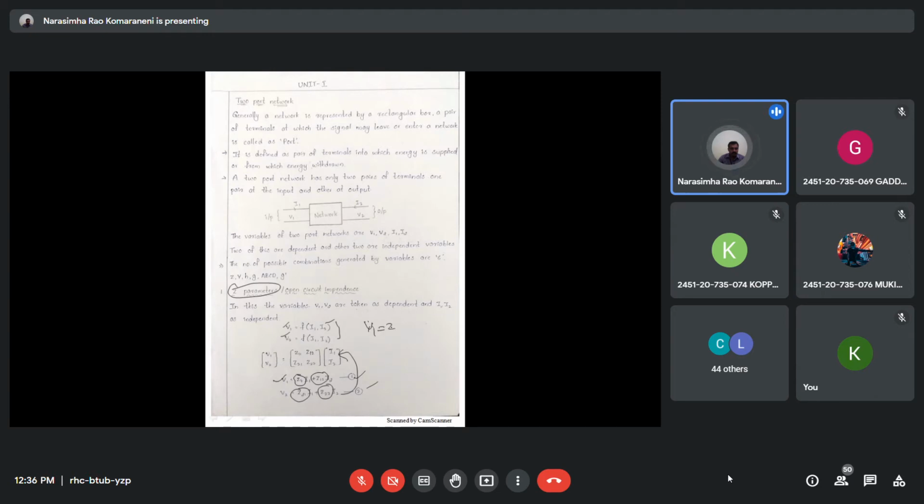V1 is equal to Z11 I1 plus Z12 I2 and V2 equal to Z21 I1 plus Z22 I2, right? So here, if you want to find out this Z11, to get the value of this coefficient we have to make this term I2 as 0. Okay, so if you substitute here I2 equal to 0.